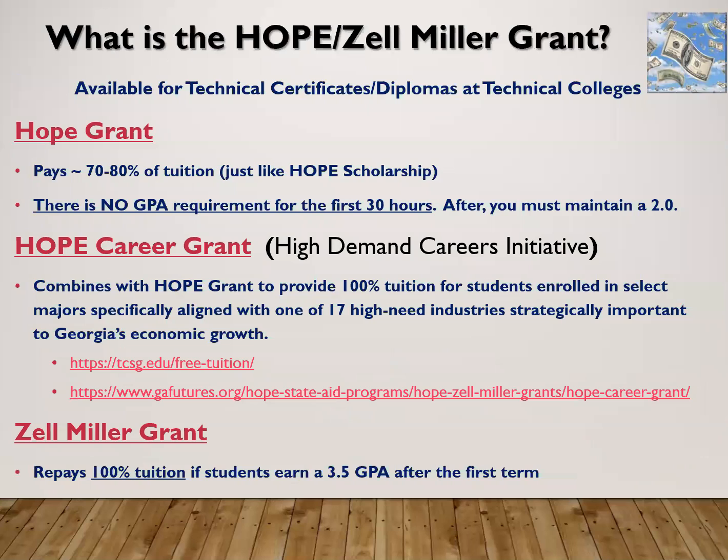So the grants, talked about this earlier. There's the Hope Grant. These are at the technical colleges. There is no GPA requirement for the Hope Grant, okay? No GPA. So if your GPA is not at a 3.0 right now and you're worried about paying for college and you want to go to college, you could start at Chattahoochee Tech, use the Hope Grant to help pay for some of your coursework and then transfer to a four-year college later.